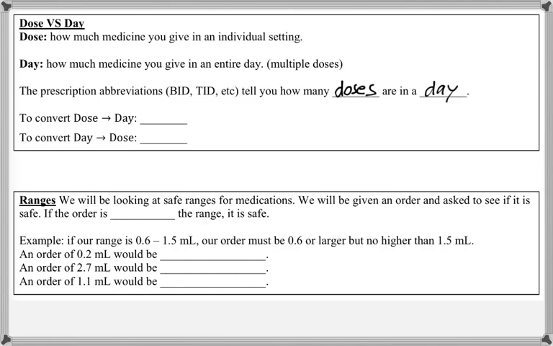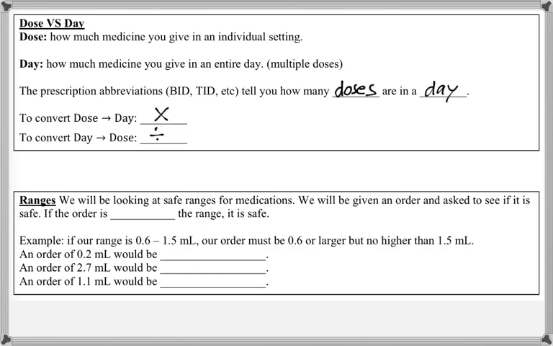To convert from dose to day, you multiply, and to convert from day to dose, you divide. So when you're going from dose to day, you're going from small to big, so that's why you're multiplying, because there's multiple doses in one day. And then to get from day to dose, you're going from an entire day down to just an individual dose, and that's why you're dividing.